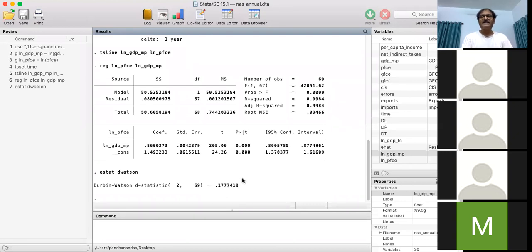So if you have this kind of situation, a high value of R square along with a very low value of Durbin-Watson, then you should not accept this result. So we have to look into the relationship by applying an alternative method. This may not be the appropriate method if R square is very high and Durbin-Watson is very low.